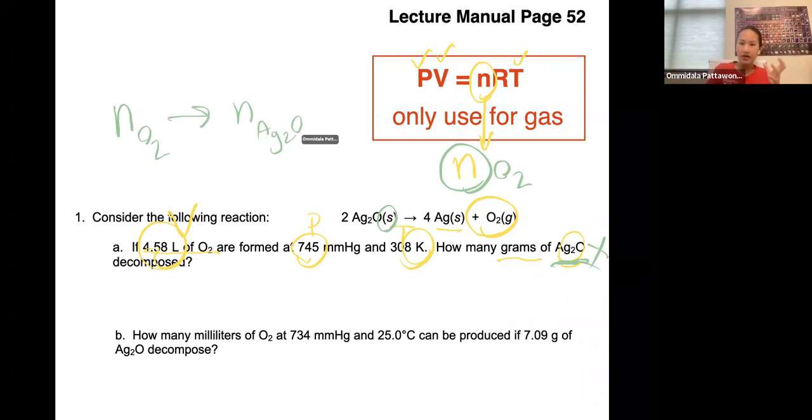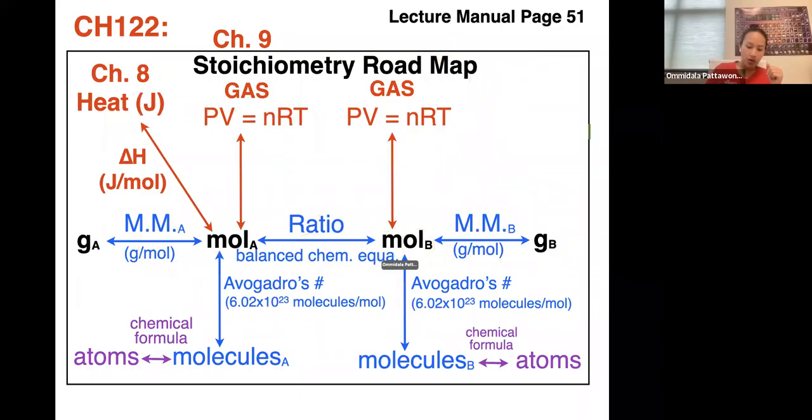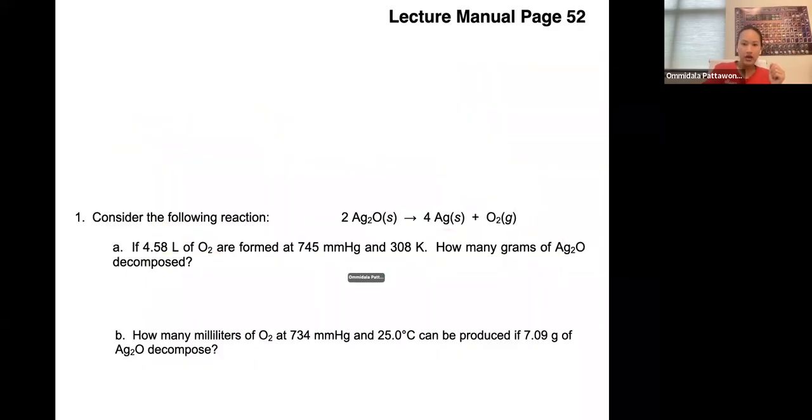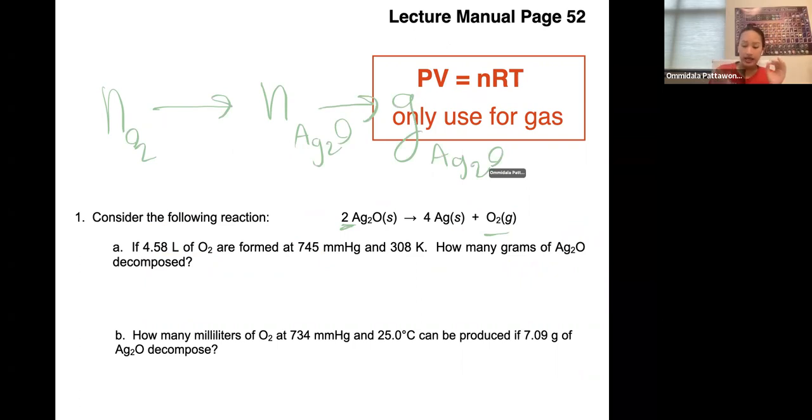So how do you do that? Well, if you go back to this roadmap right here, if you know moles of something, you can find out moles of something else by using the mole ratio. So if you use PV = nRT to find n of oxygen, then you should be able to find n of silver oxide as well, because you know the mole ratio. Then if you know moles of silver oxide, you can convert to grams of silver oxide. But the key point is PV = nRT can only be used for gas, not liquid, not solid. So you need to jot this down.